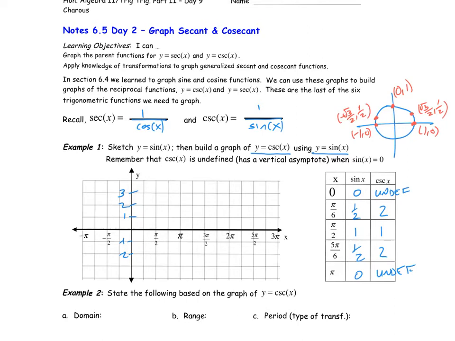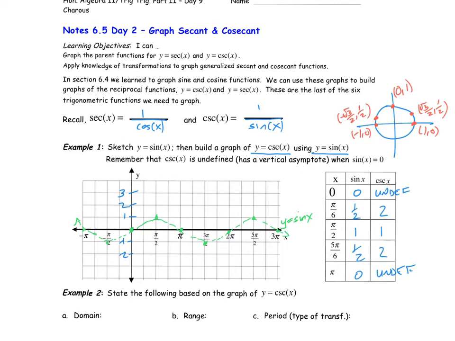So I have a point at the origin, 0, 0. Then we have a maximum at pi over 2, 1. Goes back through its own axis at pi, 0. Then 3 pi over 2, negative 1. And then continue on with the pattern, having a key point every quarter period, which is every pi over 2 units. So this is the graph of y equals sine x.